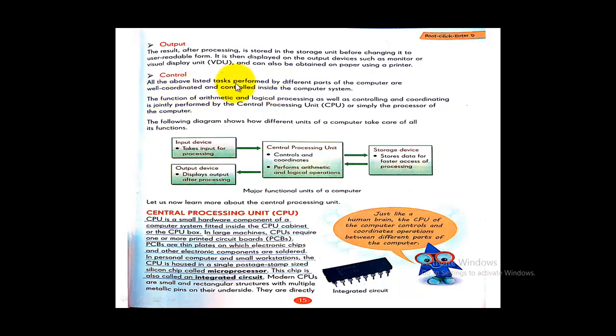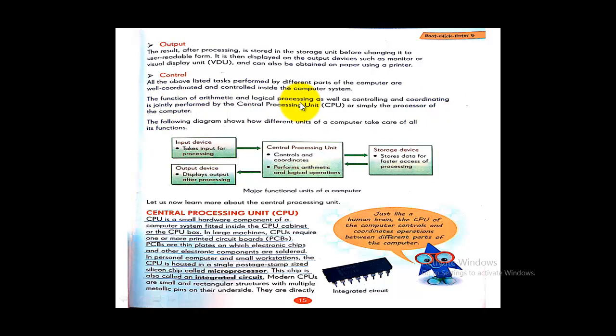Okay, all the above listed tasks, whatever listed, that there is an input, processing, output, whatever tasks we have performed, all these by different parts of the computer are well coordinated and controlled inside the computer system. Now the function of arithmetic and logical processing as well as controlling and coordinating is jointly performed by the central processing unit, CPU, or simply the processor of the computer.